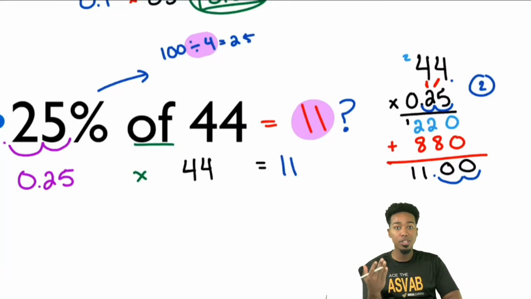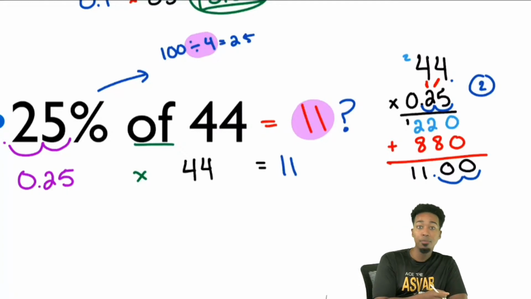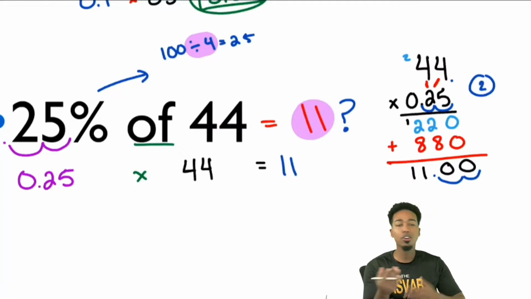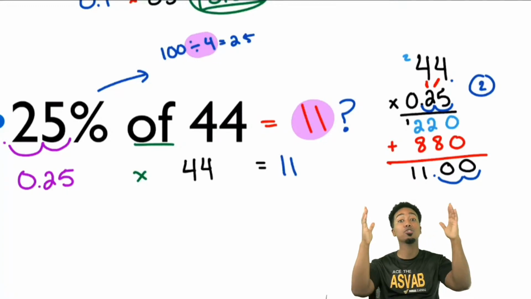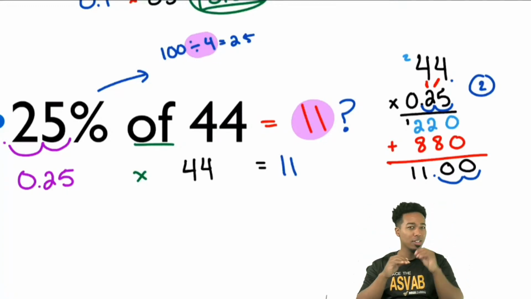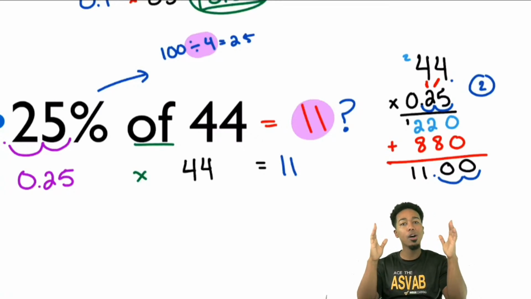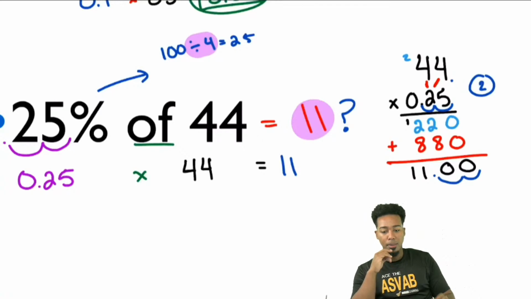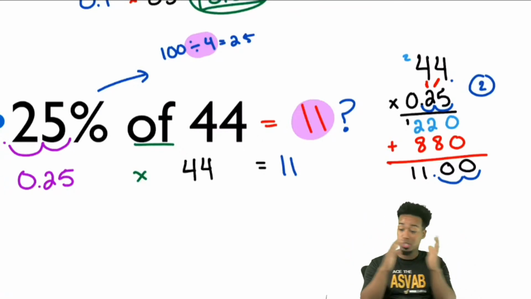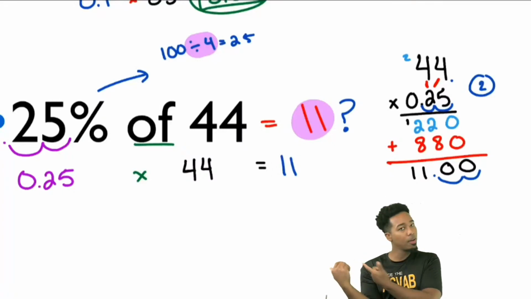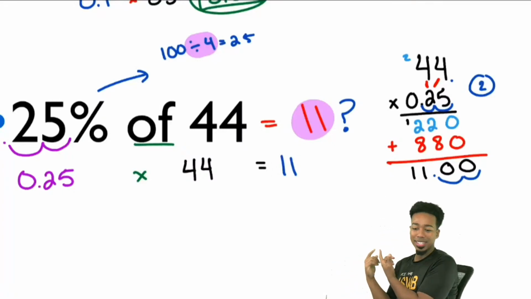When it's 10%, the shortcut is divide by 10. If it's 50%, the shortcut is to divide by 2. It's all about referencing that original 100%. Yes or no, does that make a little more sense? It's all about referencing the original 100%. Because to go from the original to the result, from 100% to 25%, divide by 4. It's the same idea here.